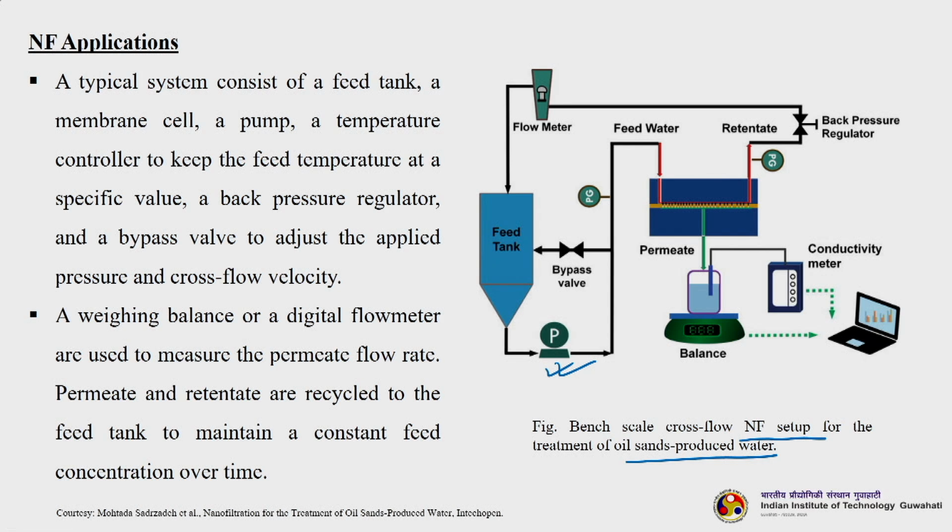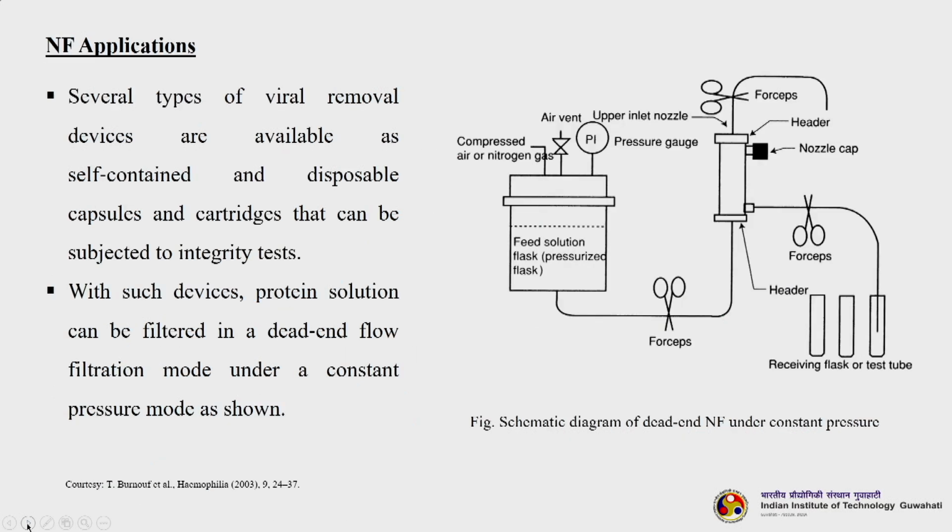Okay. A typical system consists of a feed tank, a membrane cell, a pump, a temperature controller to keep the feed temperature at a specific value, a back pressure regulator, and a bypass valve to adjust the applied pressure and a cross flow velocity. So, a weighing balance is here, you can see this, or a digital flow meter are used to measure the permeate flow rate. Permeate and retentate are recycled to the feed tank to maintain a constant feed concentration over time.